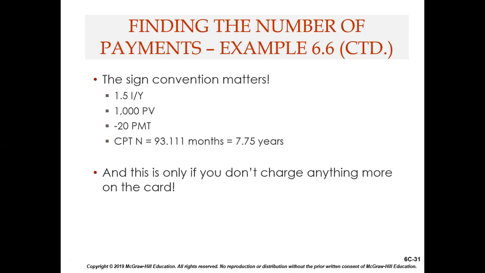93.111. Now remember, that's not years, that's months. Divide that by 12, 7.75 years. That's how long it'll take you to pay off that spring break if you do this. And this is only if you don't charge anything more on the card. So you see how that minimum payment really hurt you. You need to pay more than the minimum payment, even more than the interest being charged on the credit card each month in order to get ahead.